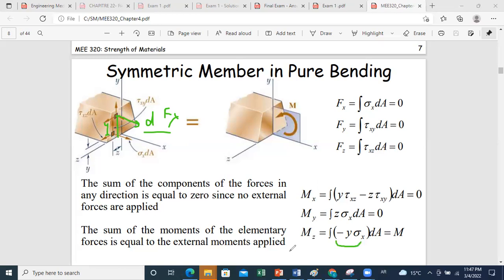And this is the only moment that is not equal to 0, because in the pure bending application here, you only have development of a moment vector along the z axis. So you can say that Mz, the bending moment, is equal to the integral of minus y sigma x dA. So you can deduce that the bending moment is developed due to a certain normal stress distribution. And our purpose is to develop the expression of this normal stress distribution.